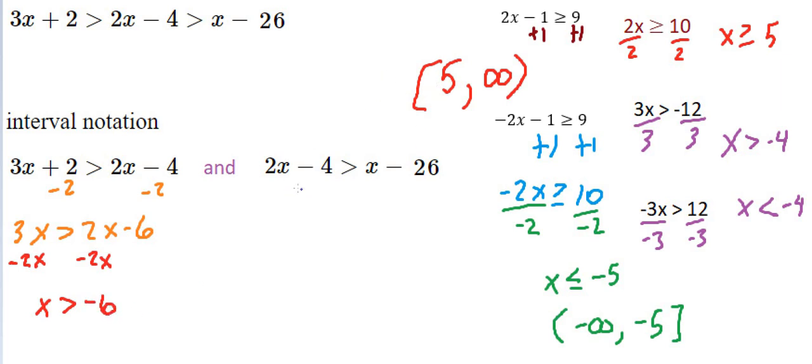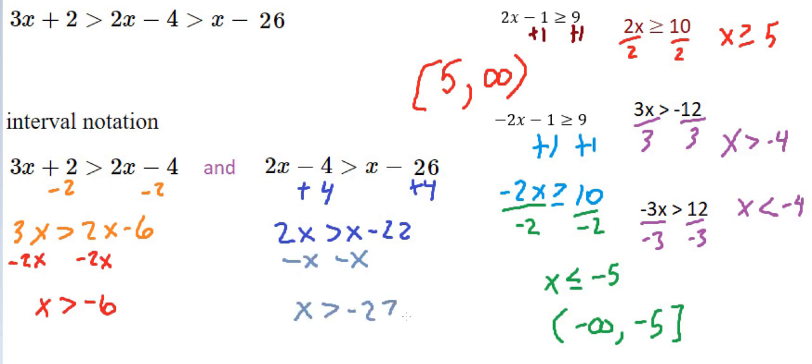And the inequality on the right side, we would add 4 first. There's different ways you could correctly solve this, but we would add 4 first. That would give us 2x is greater than x minus 22. And then we would subtract x on both sides, which leaves us with x is greater than negative 22. So the key about this question is it wants to know where it's both true for x is greater than negative 6 and x is greater than negative 22.